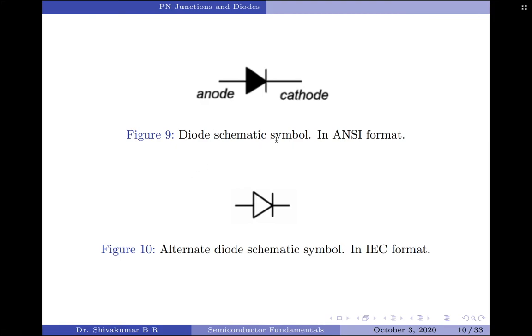This in fact is the ANSI standard which predominates in North America. The P material is the anode while the N material is the cathode. As a general rule for semiconductor schematic symbols, arrows point toward the N material. In this case, the arrow also points in the direction of easy conventional current flow. Again, figure 10 here shows an alternate schematic symbol. This is the IEC International Standard, the difference being that it is in outline form without the body being filled in.